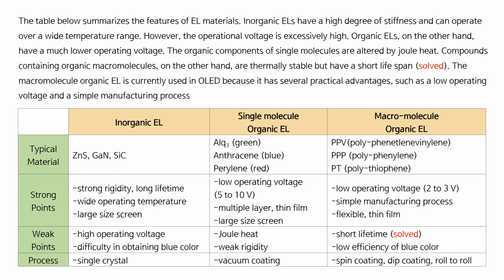The table below summarizes the features of EL materials. Inorganic ELs have a high degree of stiffness and can operate over a wide temperature range. However, the operational voltage is excessively high. Organic ELs, on the other hand, have much lower operating voltage. The organic compounds of single molecules are altered by Joule heat.